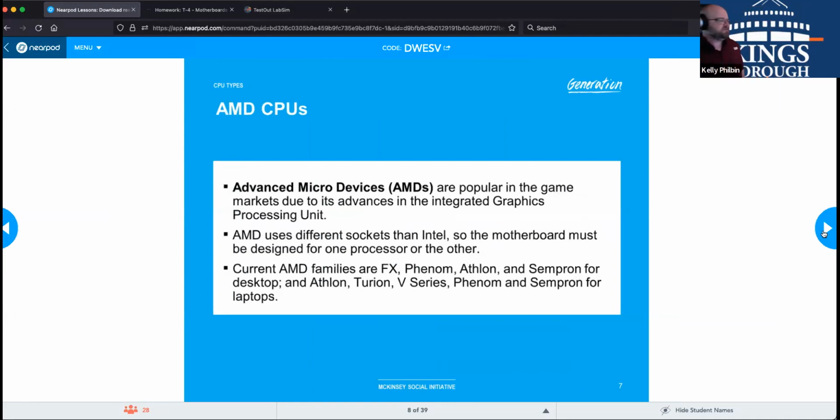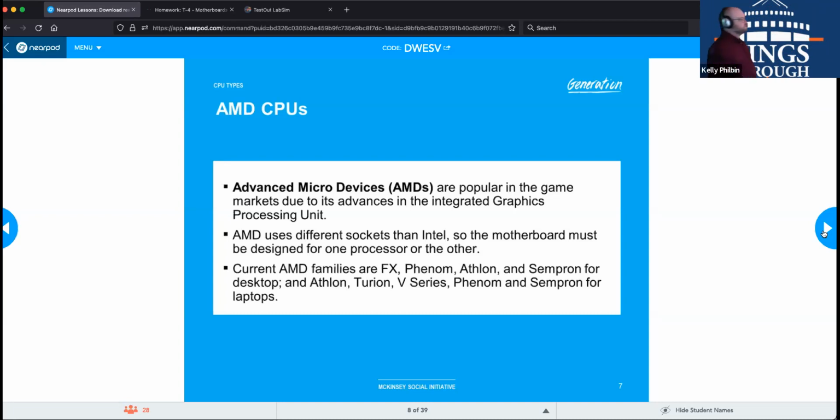AMD uses different sockets than Intel, so the motherboard must be designed for one of those types of processors or the other. Remember, we were talking about the LGA versus PGA. The chips are designed differently, and the motherboards need to be able to accept those chips.